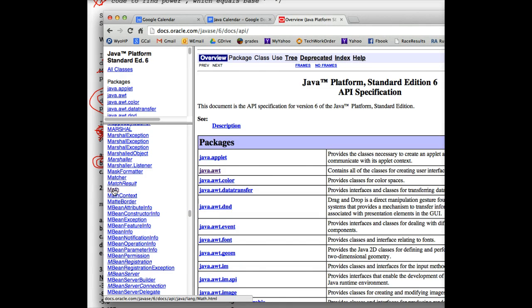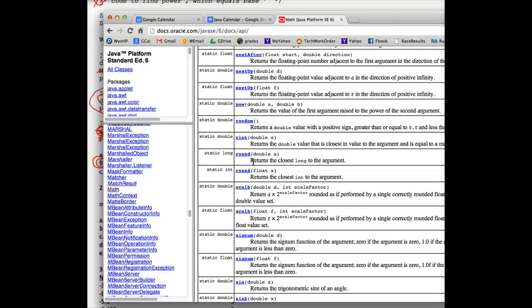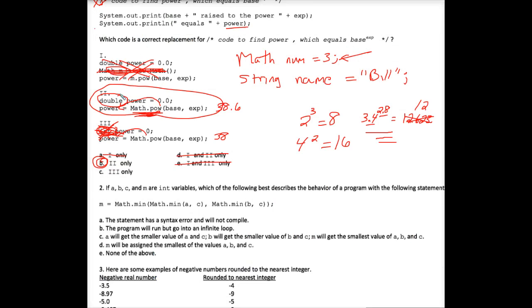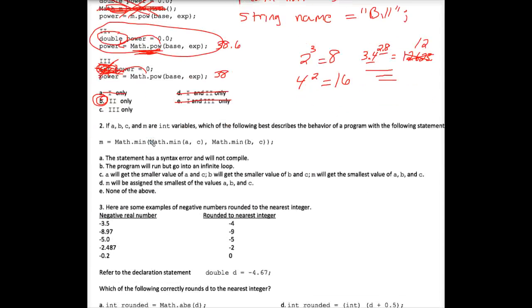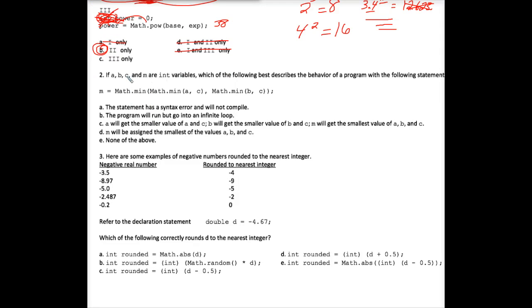Okay, here's the Math class. And now in the middle window here, I scroll down to the pow method. There it is. And I can see by the use of the word double right here that it returns a decimal number rather than a whole number. Okay, moving on to question number 2 in this tricky worksheet. If you have 4 int variables, a, b, c, and m, which of the following is the best answer?